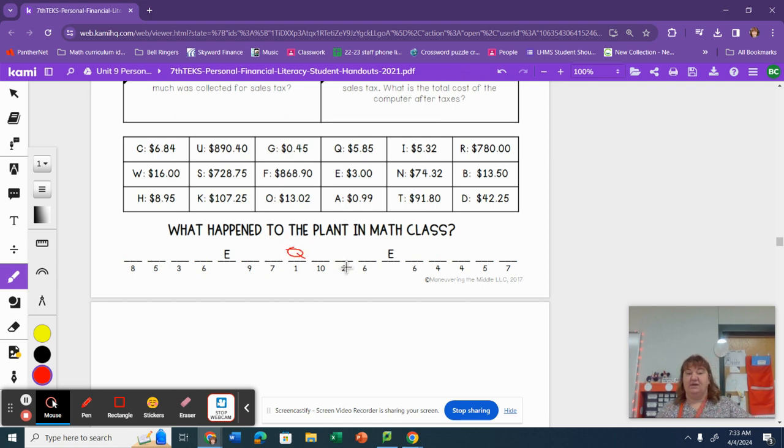And your last question on this Edpuzzle is to give me the answer. What happened to the plant in math class? Okay, I hope you guys did a good job on this.